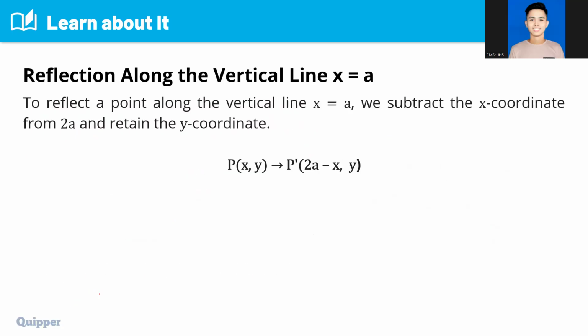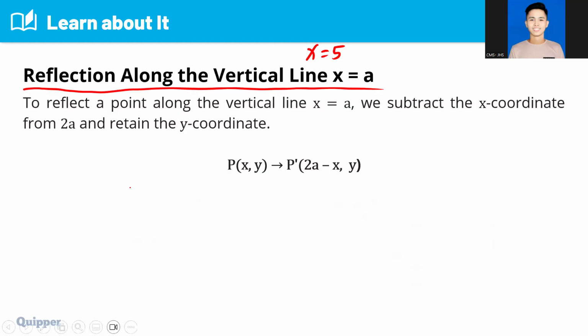Next, how do we reflect along the vertical line x = a? So we're not talking about the x-axis or y-axis anymore. We're talking about a line. For example, there's a given line. Reflect this along the vertical line, let's say x = 5. So we are pertaining to this type of reflection: reflection along the vertical line x = a.